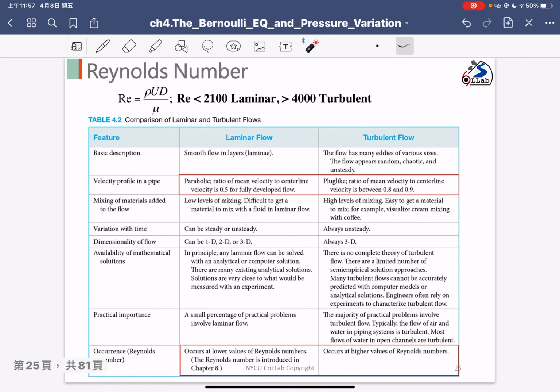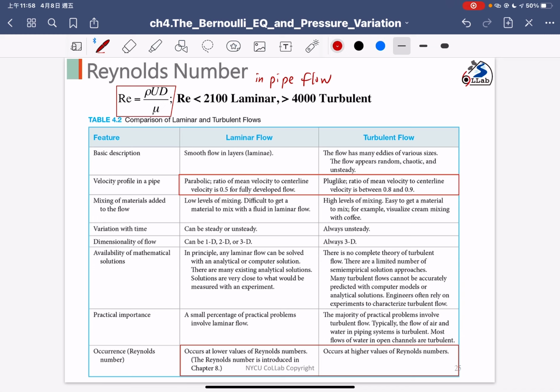So as I mentioned, Reynolds defined the Reynolds number. I already told you, if the Reynolds number is less than 2,100, we call the flow laminar flow. But if the Reynolds number is larger than 4,000, we call it turbulent flow. And with the formula shown here, we can compute the Reynolds number very quickly. And this Reynolds number is only satisfied for pipe flow.